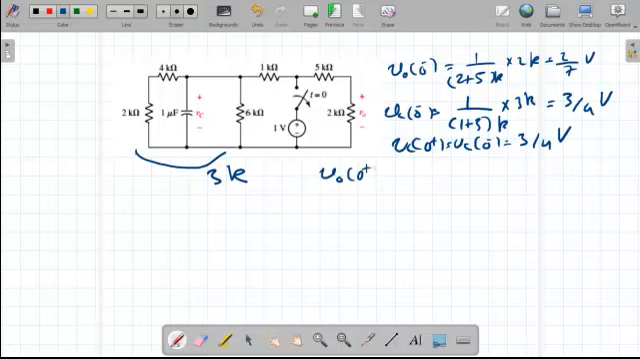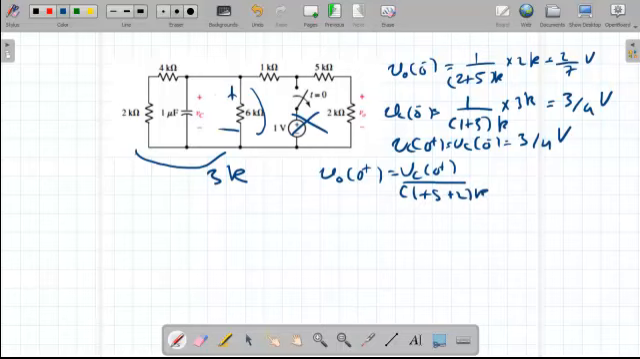VO at 0 plus will change, yes, because this source is no longer here. So we will find the voltage divider again. The voltage VC here is the same voltage as the voltage here. So this voltage will be divided over 1, 5, and 2. So it will equal VC at 0 plus over 1k plus 5k plus 2k times 2k, so it will equal 3 over 16 volt.